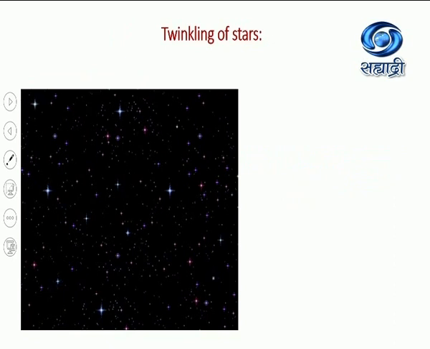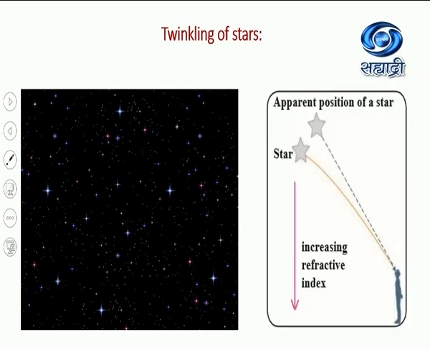Twinkling of stars. Here we can observe twinkling. Can you see the stars are twinkling? Why does this happen? A star is a point source. They are self-luminous and seen at night in the absence of sunlight.